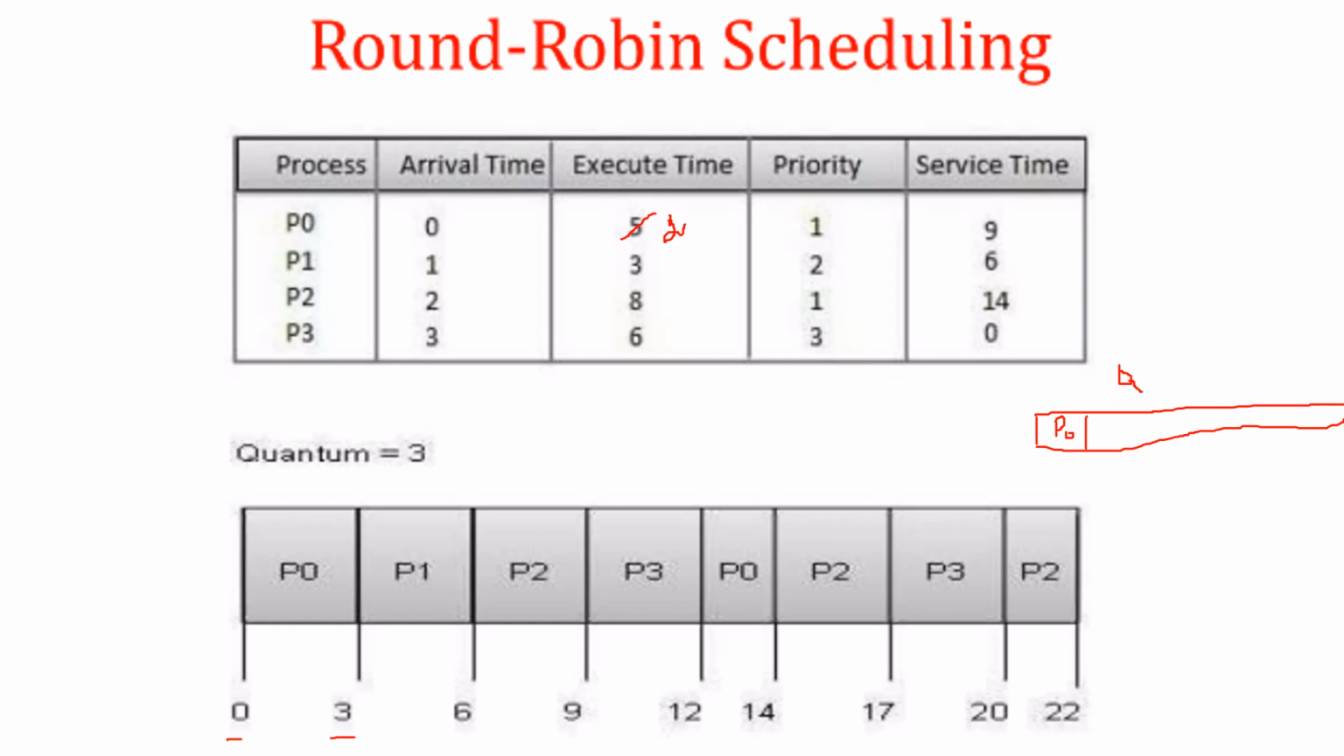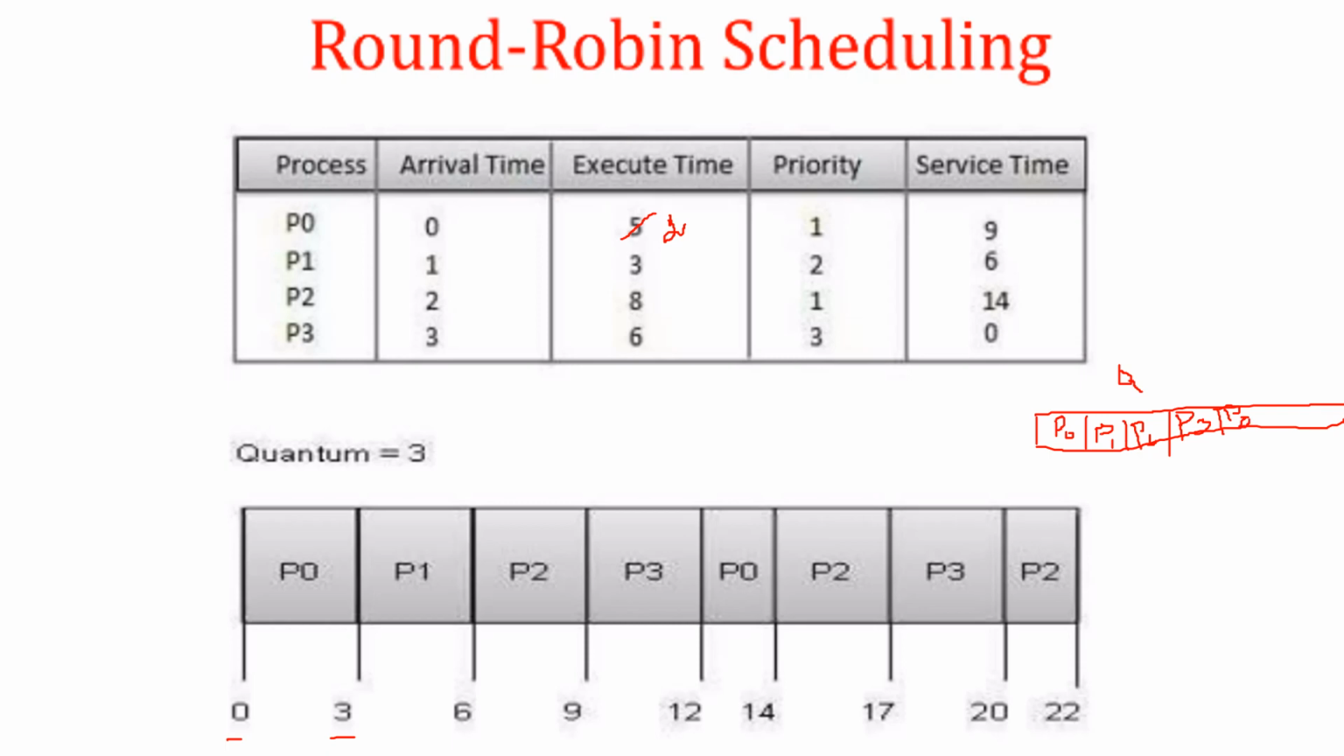But at that time you have to check the arrival times. P1's arrival time is 1, P2's arrival time is 2 and P3's arrival time is 3. So within these 3 time units, P1 will come and be ready in the queue, and P2 will be there, and P3 will be there. Then the remaining P0 will also go to the queue.